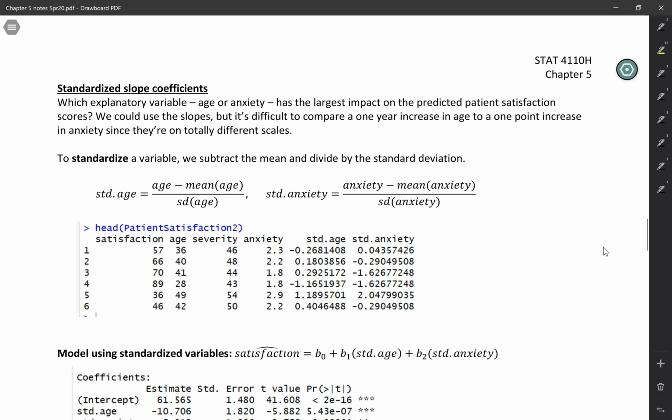And let's say we're interested in saying which of those explanatory variables, age or anxiety, has the largest impact on patient satisfaction. We could use the slopes, but remember that units are important when we're talking about slopes. And so it's hard to compare a 1-year increase in age to a 1-point increase in anxiety since they're on completely different scales. So one thing that we might want to do is to standardize the variable by subtracting the mean and dividing by the standard deviation. So you can see the formulas there.